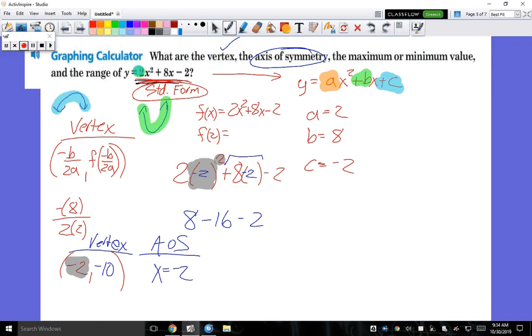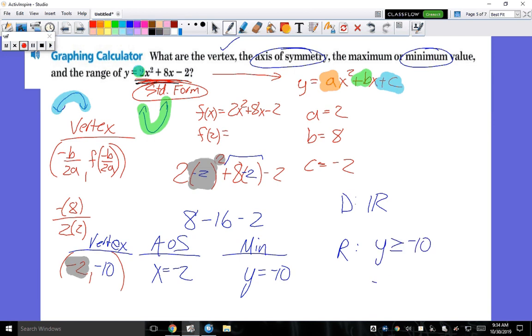So max and min, we said it was a max, or sorry, a min. What do we write for the minimum? Y equals negative 10. Okay. What's the range? Or sorry, not range. What's the domain? All real numbers. And what's the range? Y is greater than or equal to negative 10. Otherwise, negative 10 to infinity. Like that.